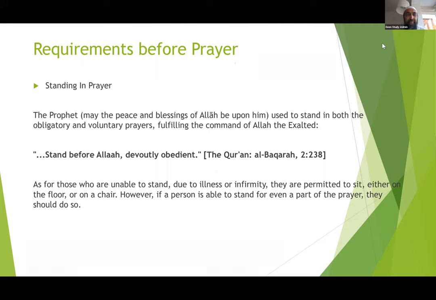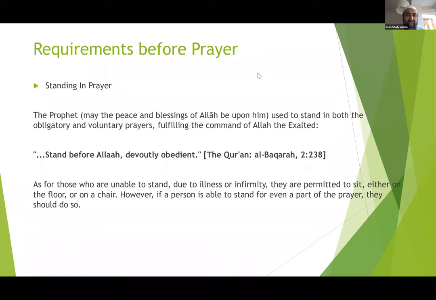So we see that the Prophet used to stand in both obligatory and voluntary prayers. Like we've discussed this before, who can remind me of the Arabic word for the compulsory rakahs in prayer? So when you look at prayer, there are some compulsory rakahs and some recommended. So the ones that we have to do are described as what? So let's have a look at some of the answers. Well done, Hassan. Well done, Muhammad. All saying fard. Okay, good.